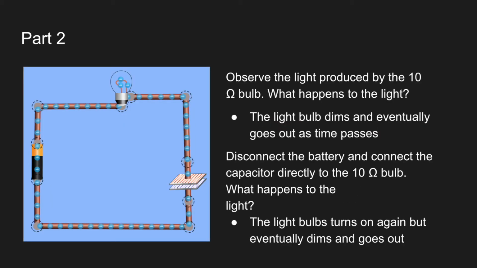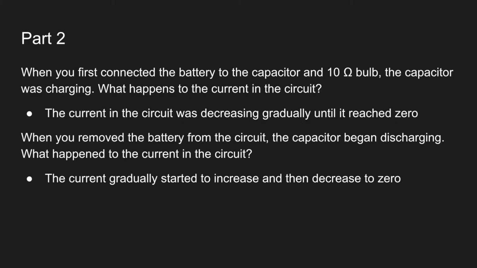For part 2, we're now charging and discharging a capacitor. So when we first connect the circuit, the light bulb is bright, and then it eventually dims and goes out as time passes because the charge is being held in the capacitor. If we remove the battery and connect the circuit again, the light bulb is bright because the capacitor has the charge, and then it slowly dims as the capacitor discharges. What happens to this current in the circuit? So the current in the circuit was decreasing gradually until it reaches 0, and then when we discharge, the current starts at a high value and then decreases to 0 again.